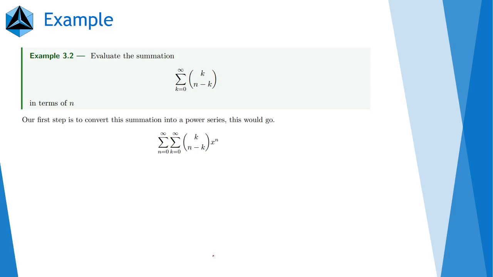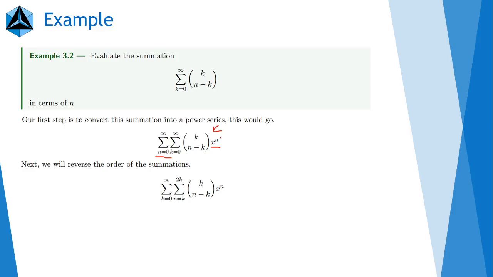So our first step is to convert the summation into a power series. And as you remember, we bring in this n equals 0 to infinity summation and this x to the n. This will become our coefficient, this k choose n minus k, and this x to the n is the variable with the increasing exponent. That's the basis of a power series.